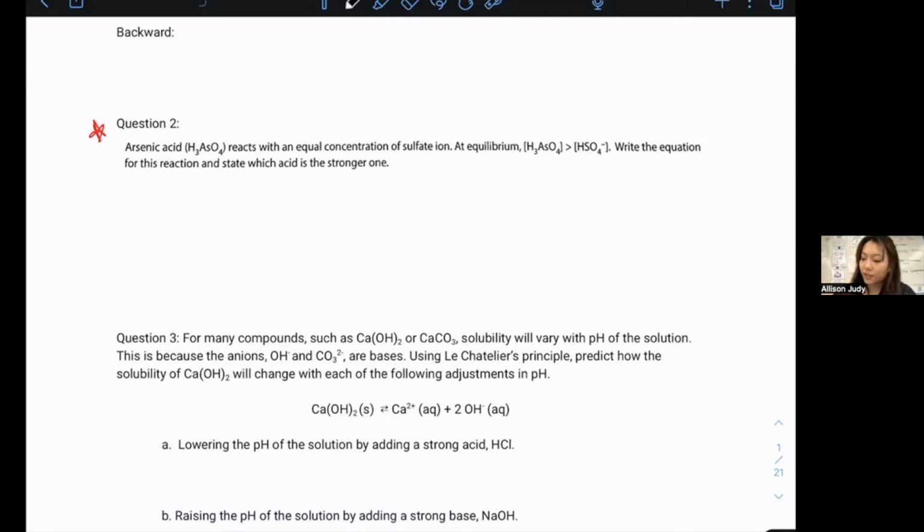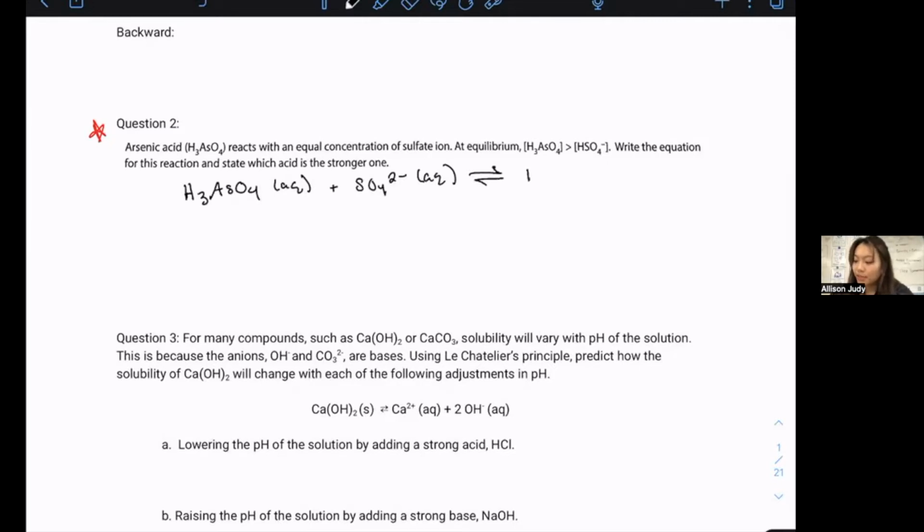So what we have here, according to our equation, is H3AsO4, arsenic acid, in aqueous solution, because water tends to be the environment that all of these reactions are carried out in. Okay. Reacting with SO4 2 minus, sulfate ion, aqueous. Now, we see 2 essentially weak acids, so we know we're going to be in equilibrium. But the question is, which one of these weak acids is the stronger of them?